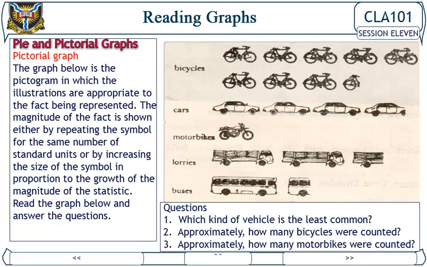Pictorial graph. The graph below is the pictogram in which the illustrations are appropriate to the facts being represented. The magnitude of the facts is shown either by representing the symbol for the same number of standard units or by increasing the size of the symbol in proportion to the growth of the magnitude of the statistic. Read the graph below and answer the questions. Questions. 1. Which kind of vehicle is the least common? 2. Approximately how many bicycles were counted? 3. Approximately how many motorbikes were counted?